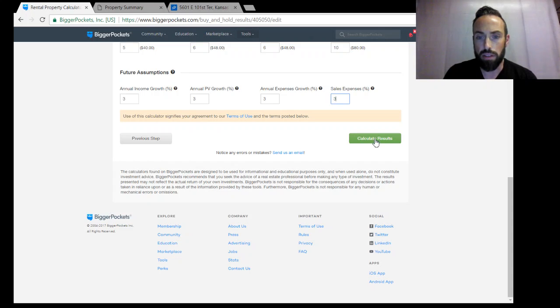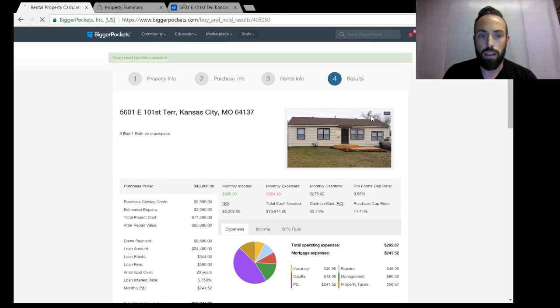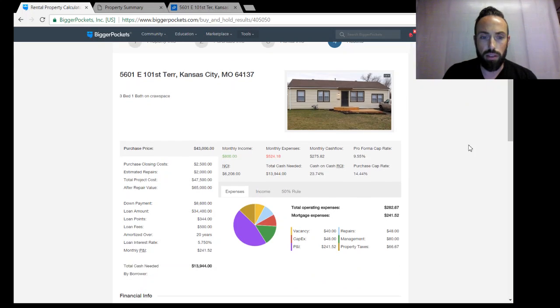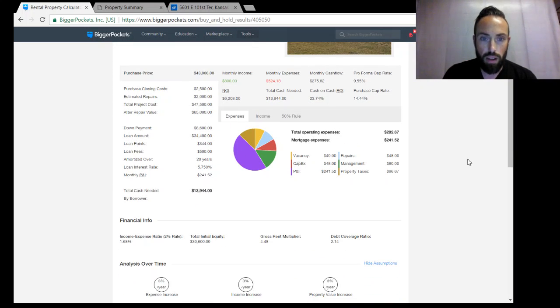So then we're going to hit calculate, and it spits out this nice report. So we've got a picture of the house and all the numbers here. I really like the way that they present this report, and it's great, like I said, to show your banker so they can see that you understand what you're doing. So we can see here that total operating expenses, so that's basically everything minus your mortgage, is $282 per month. Your mortgage is $241.